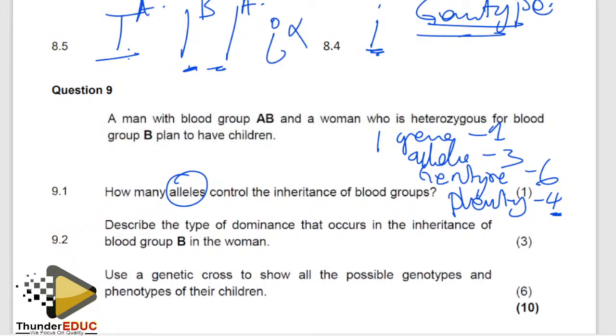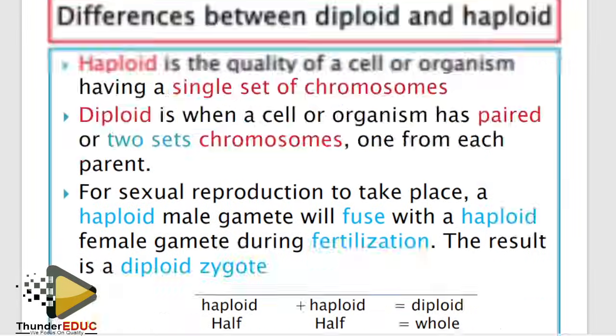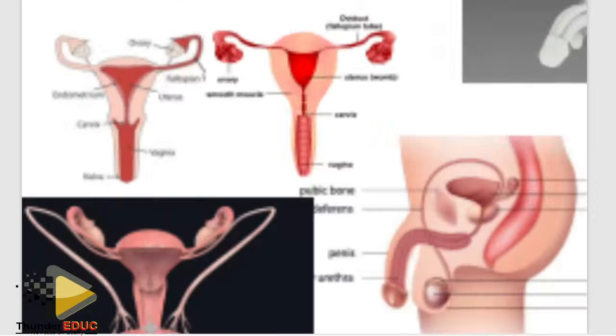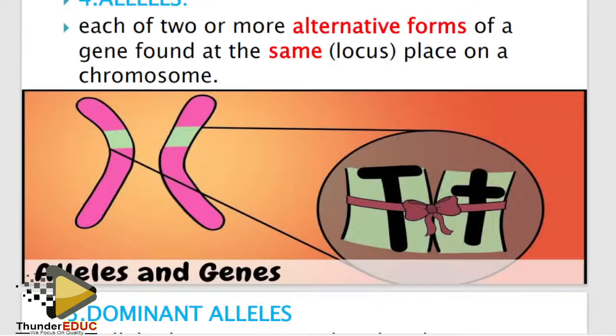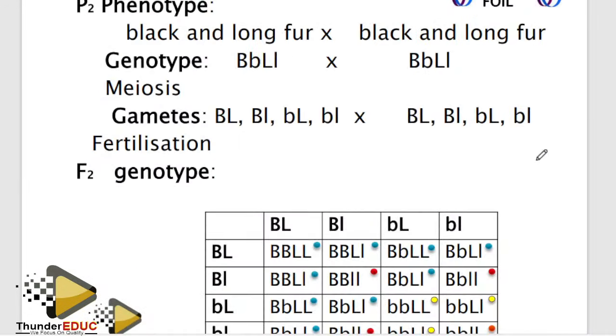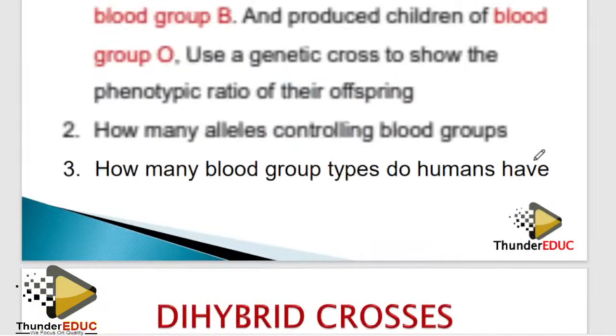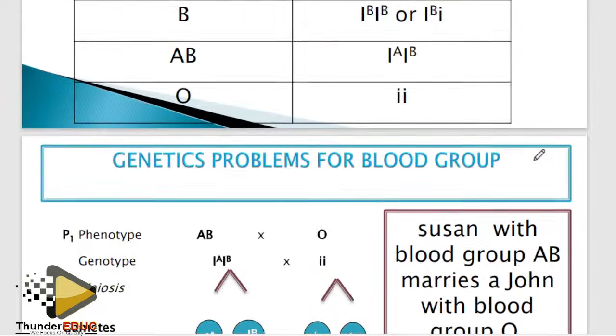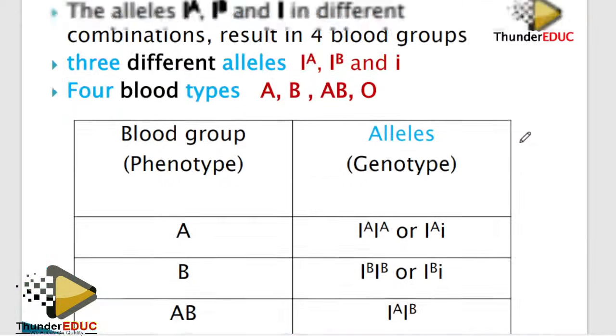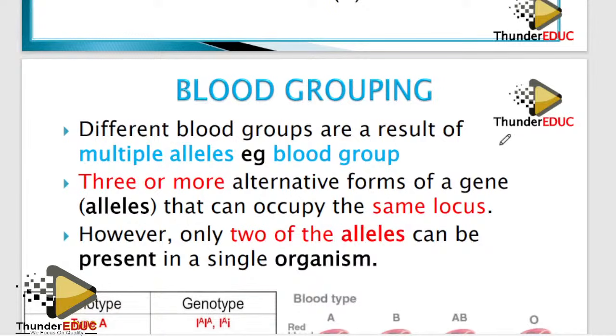Let me show you in the distinction material, because some people, if I'm just talking, might take long to understand what I'm talking about. Yes, it's here. Blood groups are a result of multiple alleles. Meaning that it has more alleles, more than 2. There are 3 or more alternative forms of the gene. Here there are 3.